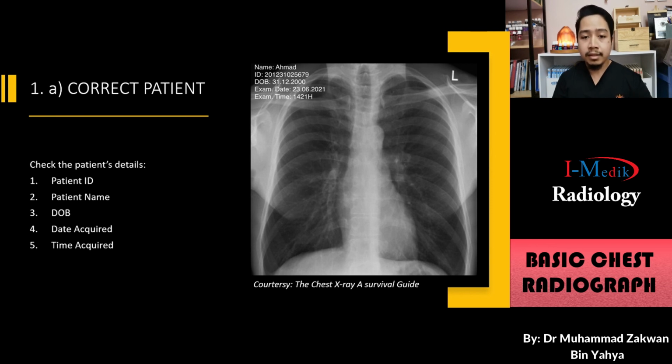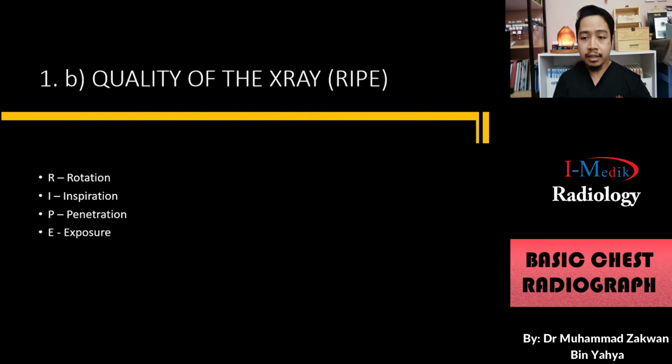And then the second one, the quality of the chest radiograph. RIPE. The first one, rotation. Second one, inspiration. Third one, penetration, and lastly, exposure.